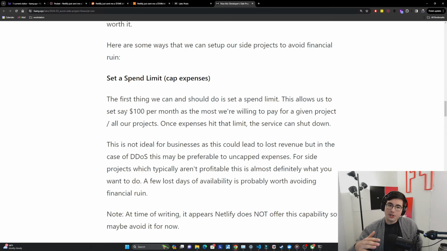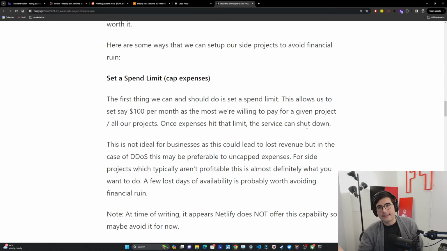And the way this works in most cloud platforms is that once your expenses have hit that limit, the service or the group of projects will just shut down. They'll just stop serving traffic. And so they'll be returning 500s or 404s not found or whatever it is. And obviously this is not ideal in all cases.